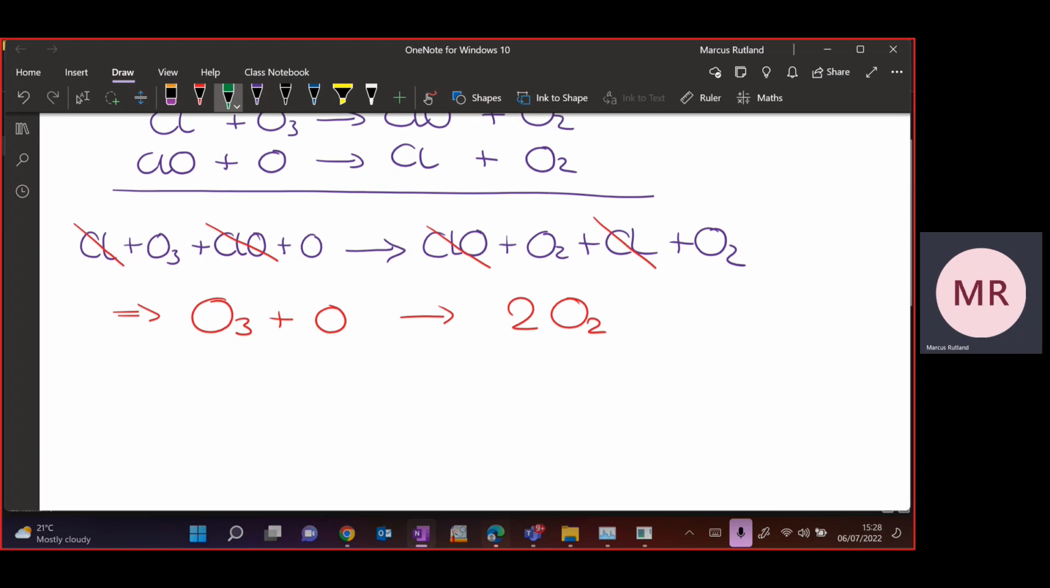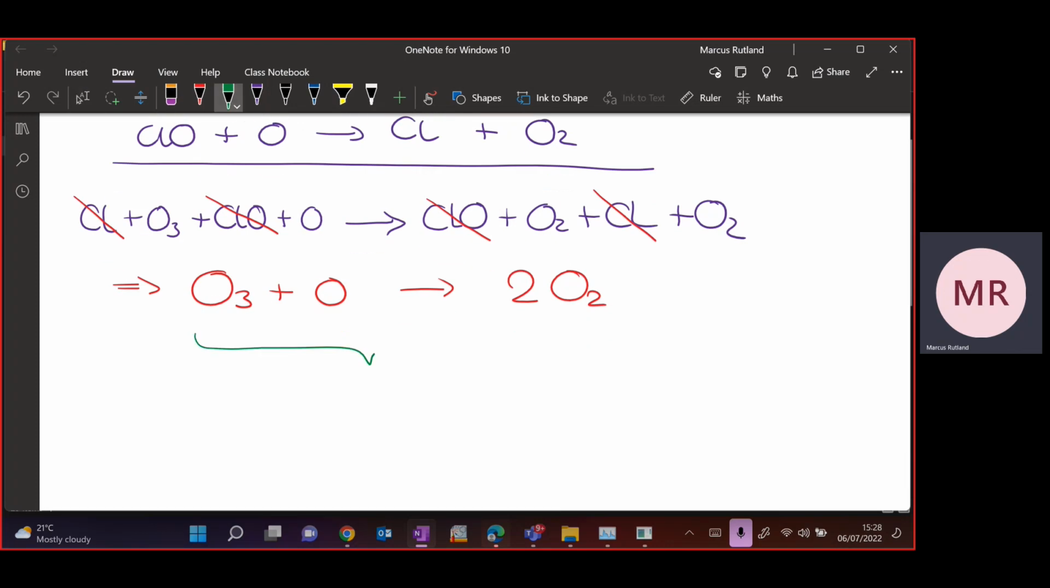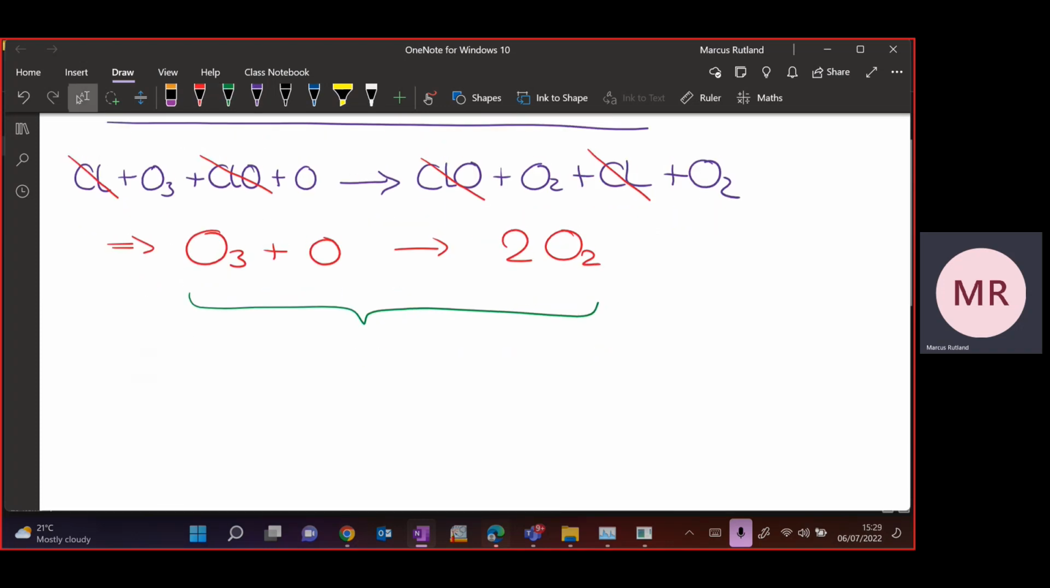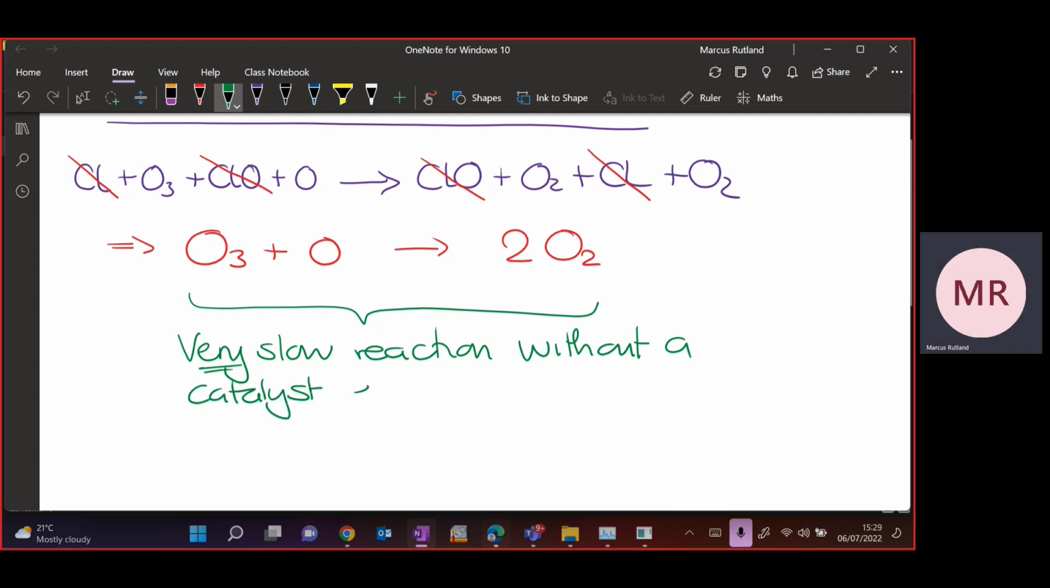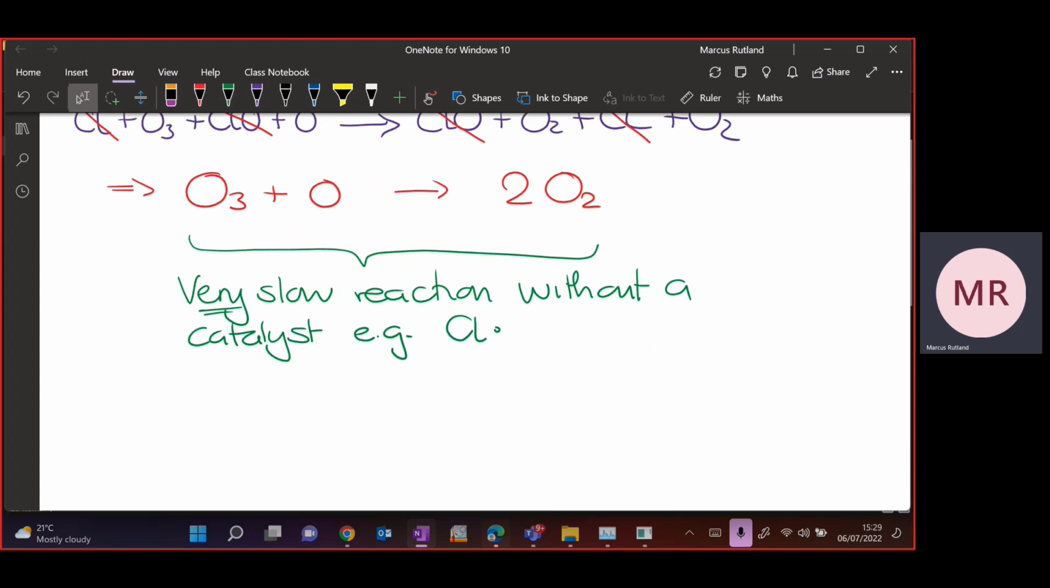So a point to note here is you might look at that and think, well, hang on, couldn't that just happen in the stratosphere anyway? In the stratosphere, you've got ozone and you've got oxygen atoms, and can't they just react together and make oxygen? So the point is this, that this is a very slow reaction without a catalyst, e.g. the chlorine radical. So although it could potentially happen up in the stratosphere, it's quite cold up there, even though it's a bit warmer than the top of the troposphere. And so it just goes too slowly to be of significance.